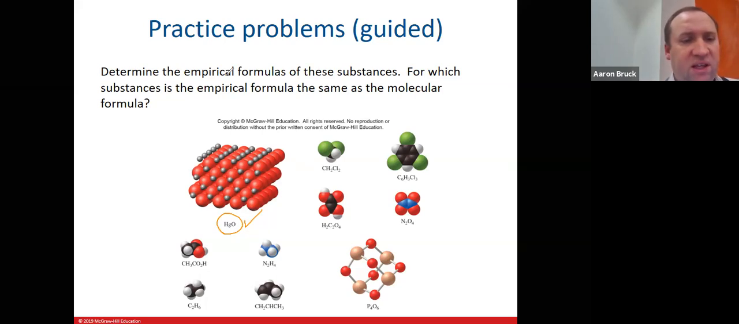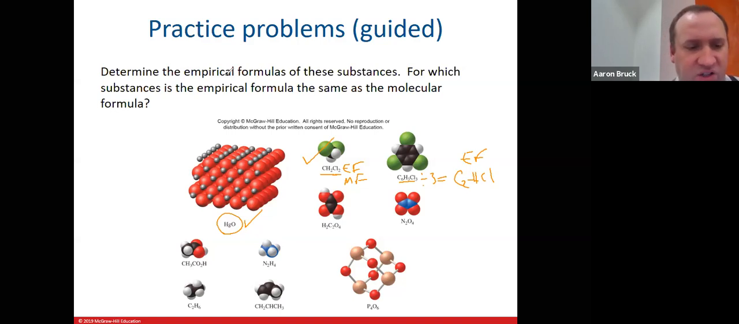In CH2Cl2 up here, I've got 1 carbon, 2 hydrogens, and 2 chlorines. Well, since I only have 1 carbon, I can't reduce it any further. This is the empirical formula and the molecular formula at the same time. This one, C6H3Cl3, I can divide each of those by 3 and get C2HCl. That is the empirical formula, which is different than the molecular formula.